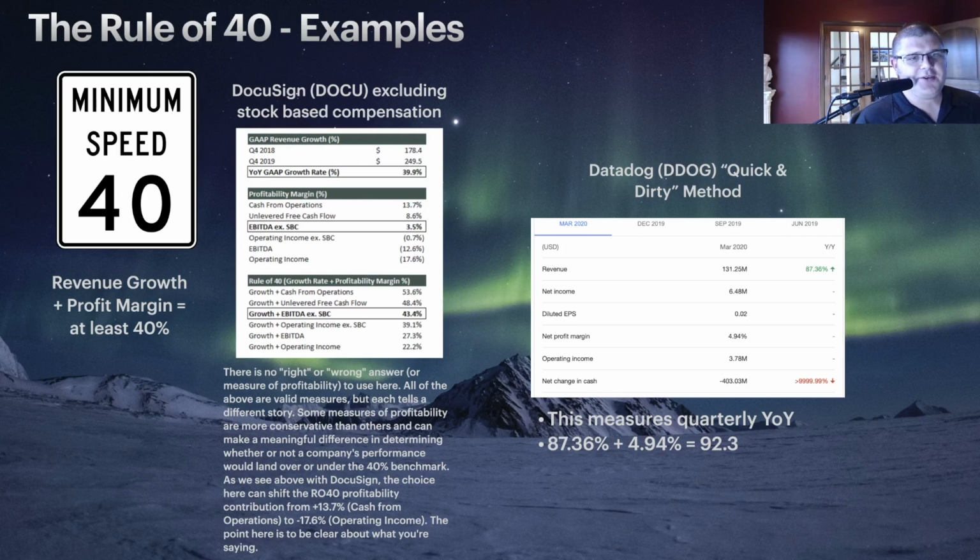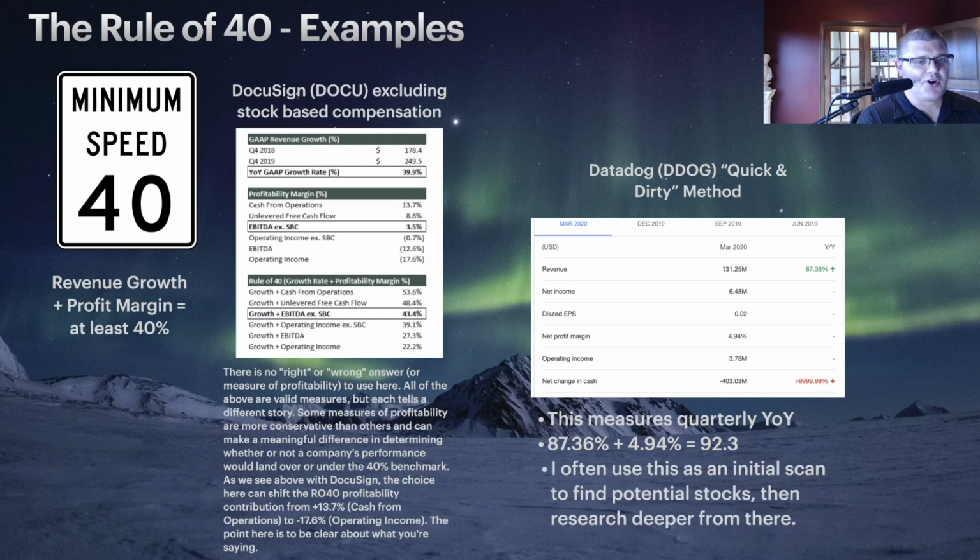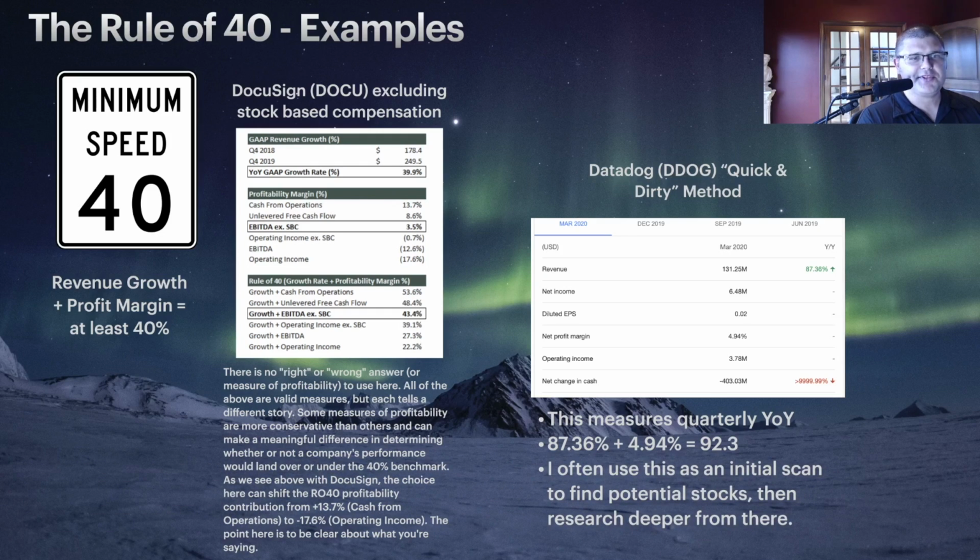I'll look and say, okay, 87.36% year over year. Net profit margin is 4.94%. Obviously, if you add that up, it's over 90%. It's blowing the Rule of 40 out of the water. So I use this as an initial scan. It doesn't mean I just go buy the stock because I did this quick and dirty method. I use it as an initial scan to find the potential stocks I might buy. And then, of course, I research deeper from there and I make sure that it's a good fit.